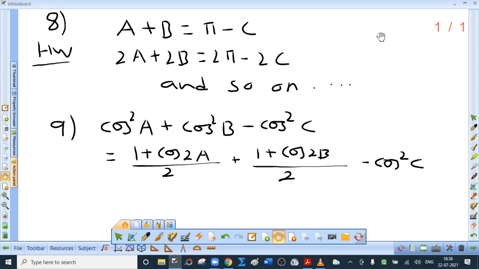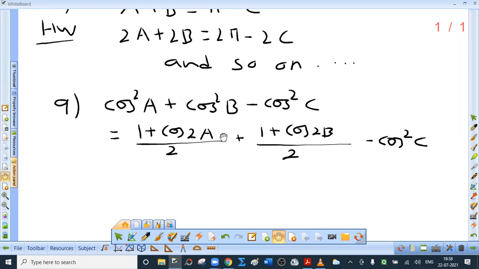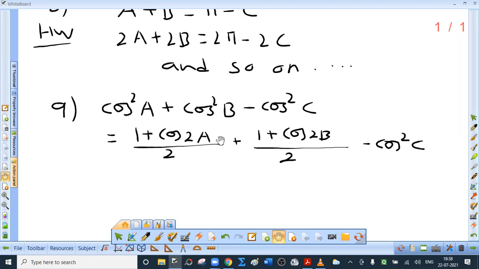So multiply throughout by 2. So 2A plus 2B is 2 pi minus 2C. Take the tangent ratio on both the sides. So tan of 2A plus 2B equal to, what is tan of 2 pi minus 2C? It is simply minus tan 2C. Why? 2 pi is associated with the x-axis, so the ratio does not change. 2 pi minus is the fourth quadrant, where the tangent ratio is negative. Now on the left hand side, apply the tan of alpha plus beta formula. Cross multiply, rearrange the terms. That's it.